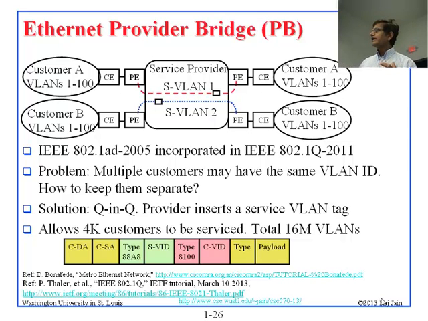Alright? Now you can have 4,024 VLANs. Service provider can have 4,024 and each customer can have 4,024. The total number of VLANs can be 4,000 times 4,000, which is 16 million.